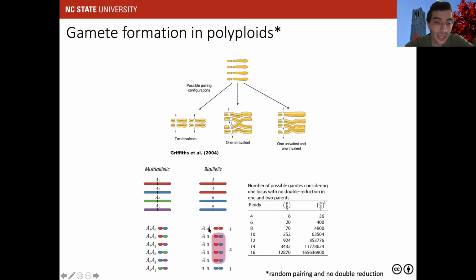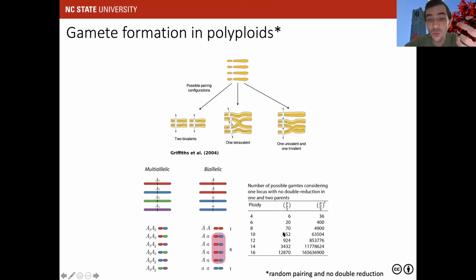You have big A big A, big A small a 4 times, and small a small a. And then you have the segregation for these gametes as 1 to 4 to 1. So this is the segregation with no double reduction for the tetraploid case in a biallelic marker.